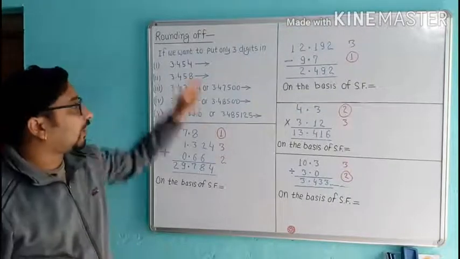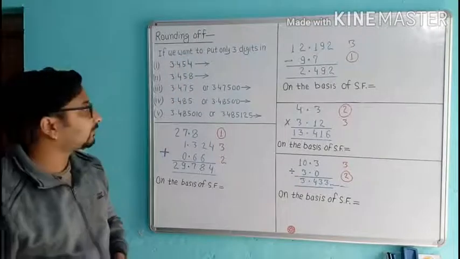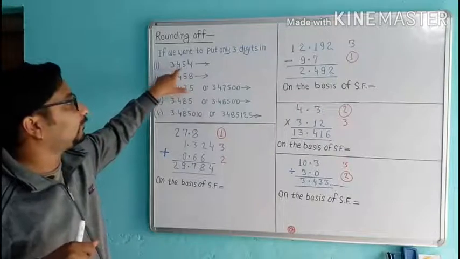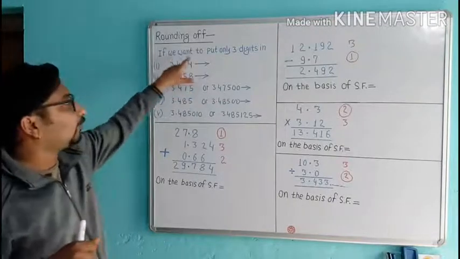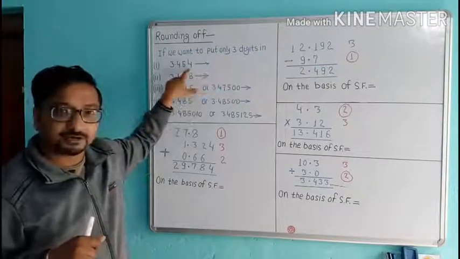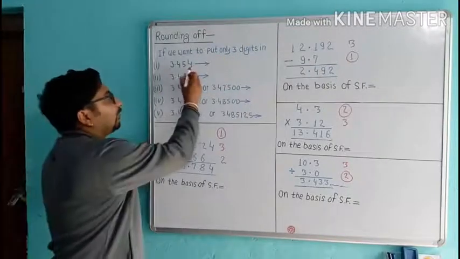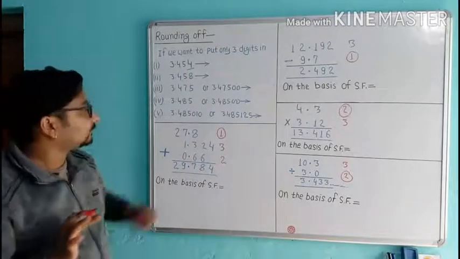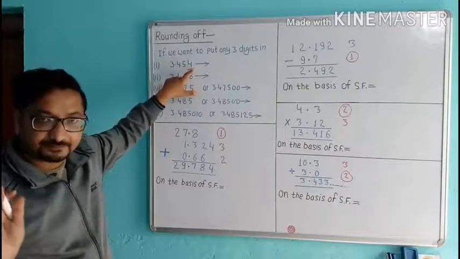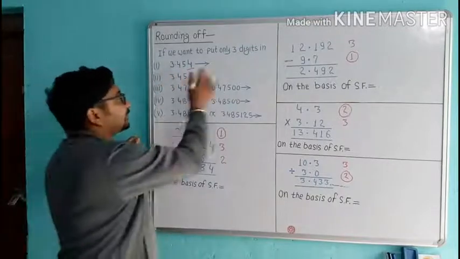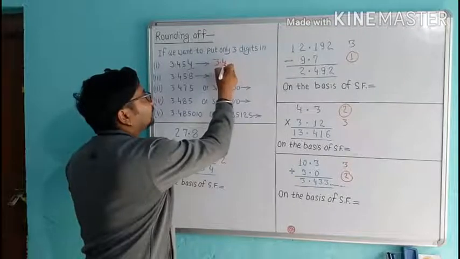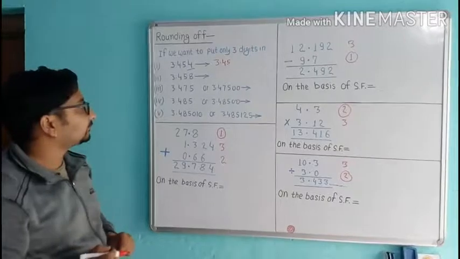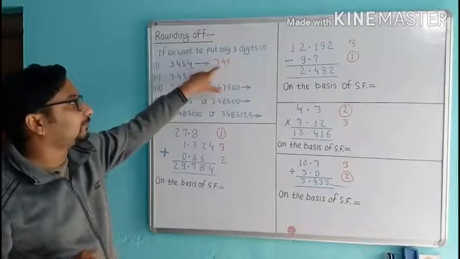Today we will discuss rounding off of numbers. Suppose by calculation we get this number 3.454, and if we want to put only 3 digits in this number, that means we want to remove the last digit, number 4. So we have to follow some rules. Since this number is less than 5, we just leave it and the result will be 3.45. We just round off this number to 3.45.